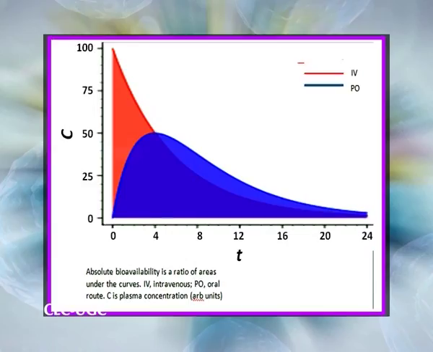So, in simple terms, for an equivalent dose of drug administered, absolute bioavailability is equivalent to the total area under the plasma concentration time curve following a drug dose given at an absorption site, to the total area under the plasma concentration time curve following drug administration by rapid intravenous injection.